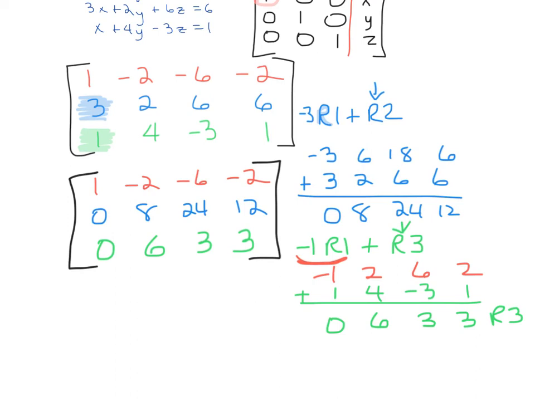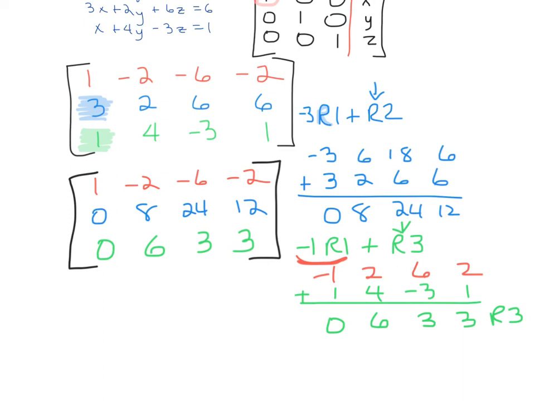So for each column, you're going to have to multiply by the first one, or just the row that has the 1 in it? The row that has the 1 in it is what you're going to multiply it by, and then add it to the other one to make it the 0.